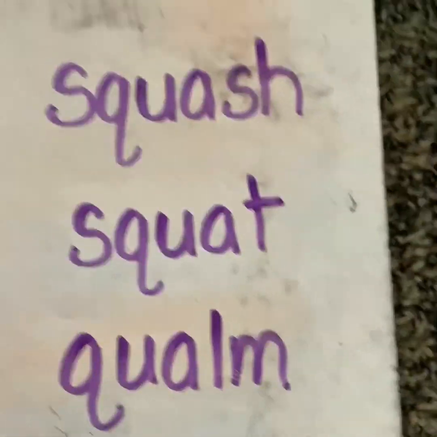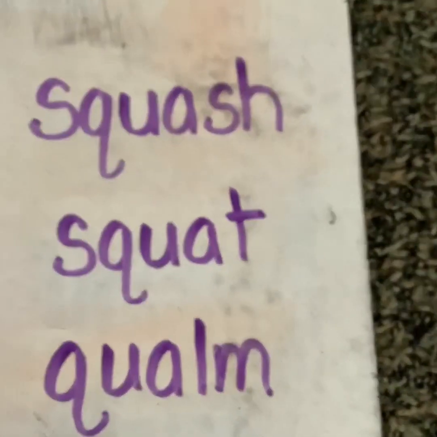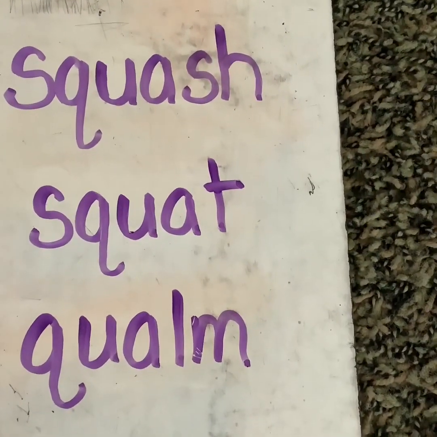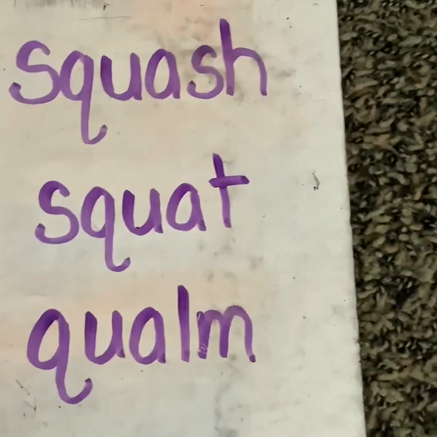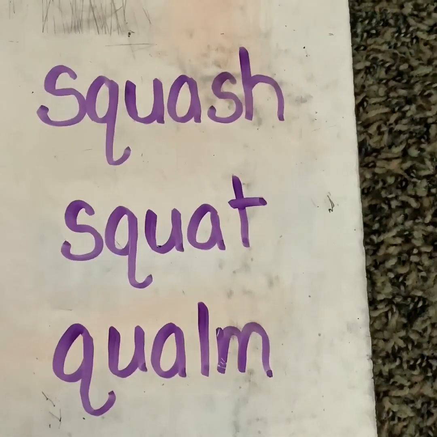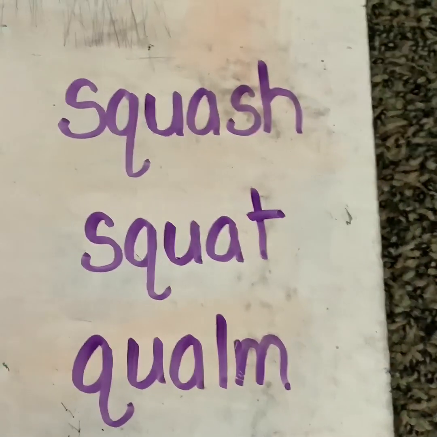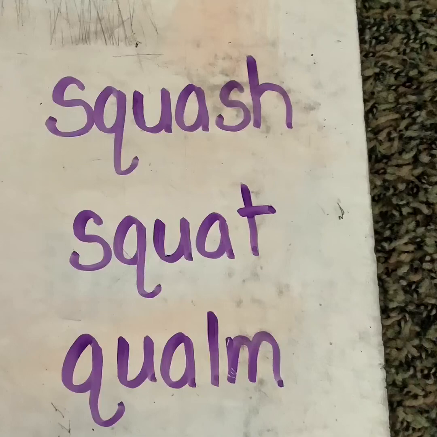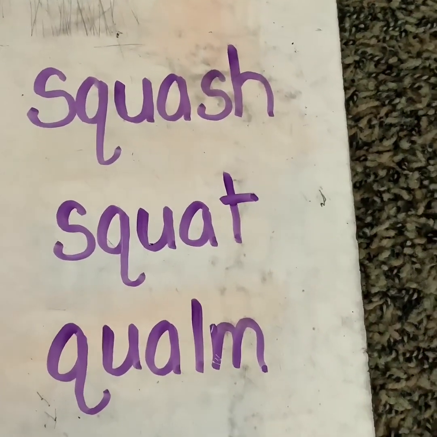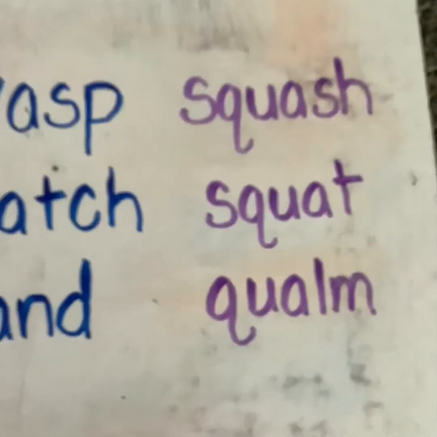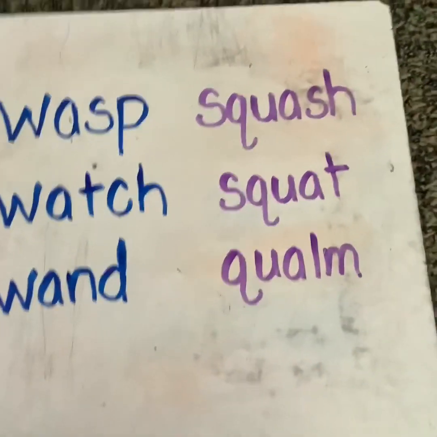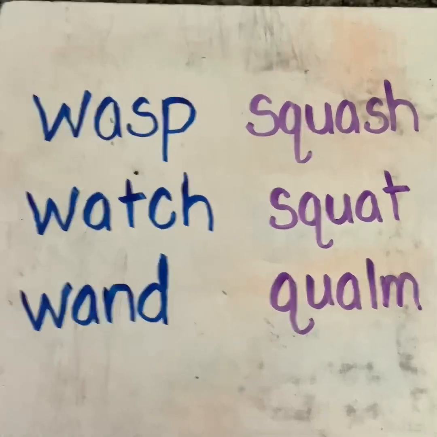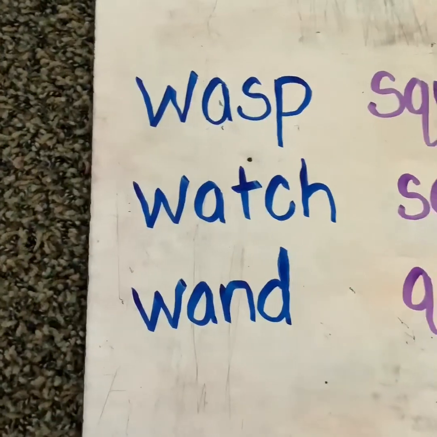Now when I look over here, there's my squash and my squat and my qualm. What's making the ah sound there? That's right, two vowels, the U and the A. U and A together can make the ah sound. Now there's certain times that the A is going to say ah, and there's certain times that the UA is going to say ah. On my words over here in blue, what else do all these words have in common?